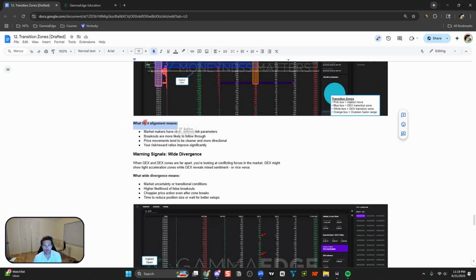This tight alignment means that market makers have clear, defined risk parameters. Breakouts are more likely to follow through. Price movements tend to be cleaner and more directional, and your risk-reward ratio improves significantly.